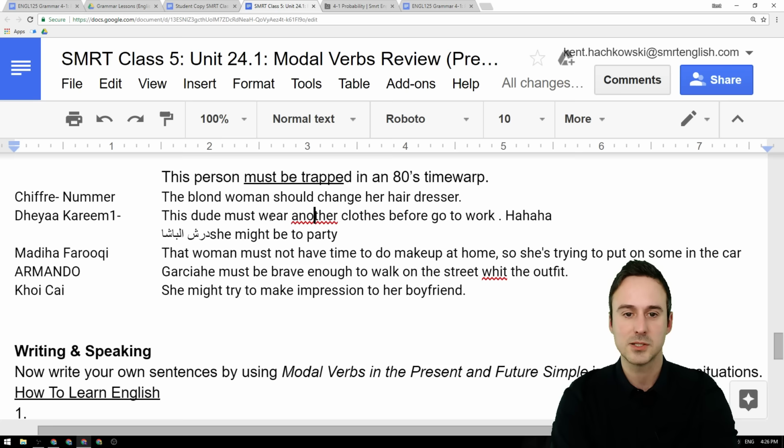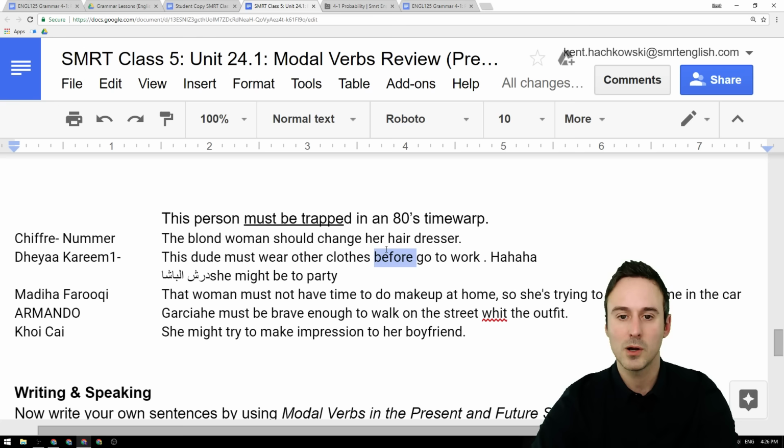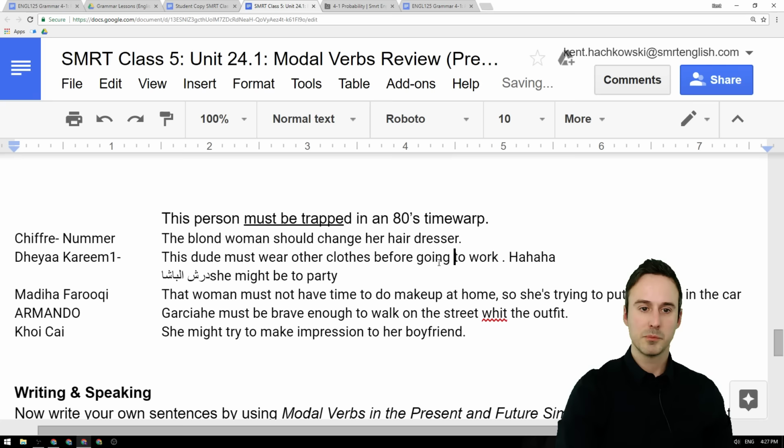You could also say different clothes. You don't have to say other. You could say wear different clothes before. And because of this before, we're going to use an ing here. You could also say before he goes to work or before going to work, a similar way. So if you use after, you can also use ings as well.